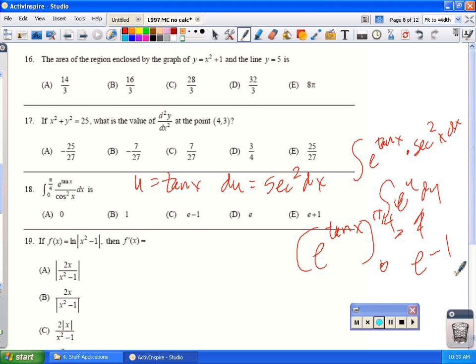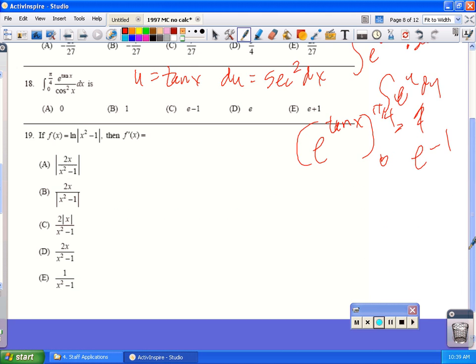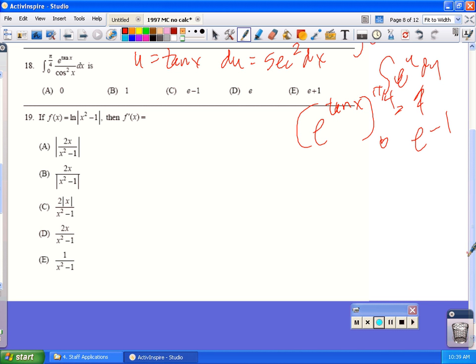Now, the first one that we've encountered that made us scratch our head a little bit is number 19. What made us scratch our head is not the derivative of ln of u, we all know that. Everybody automatically said it's either this, this, or this. What was bothering you was what do you do with that absolute value? That's what's making me nervous.